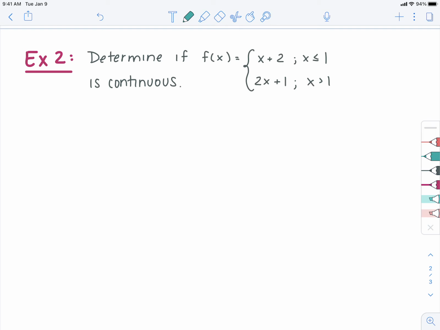I just need to know that when I take x plus 2 and I take 2x plus 1, and I plug in 1, I end up getting the same number, which means that both of these pieces, as they approach each other, are going to come together at 3. They're both going to have the same y value, so they're going to meet, and this is going to be a continuous function.